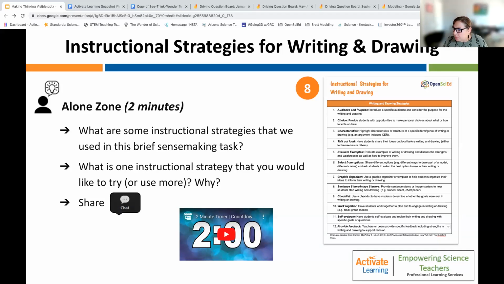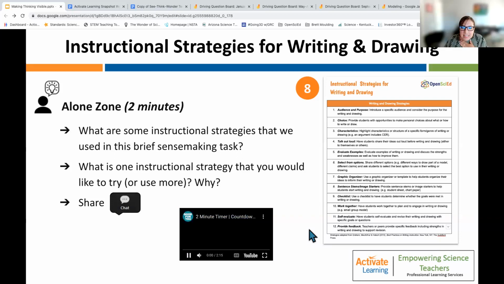Ooh, I hadn't considered using image starters. Did I use an image starter? I did. I gave them a modeling scaffold. And sometimes in my classroom, I would have some with and some without, because sometimes kids love it and sometimes kids feel hindered by it. So that's one of those choice things. Yes, talking out loud, students being in the driver's seat, making their thinking visible. Self-evaluation, that's right.